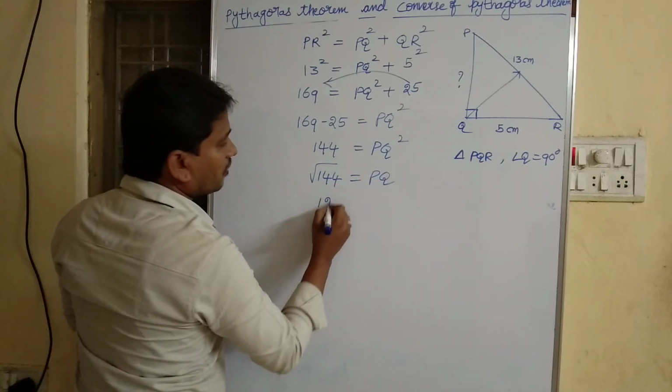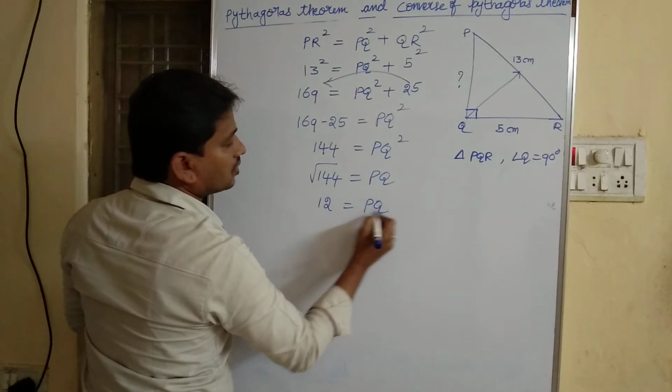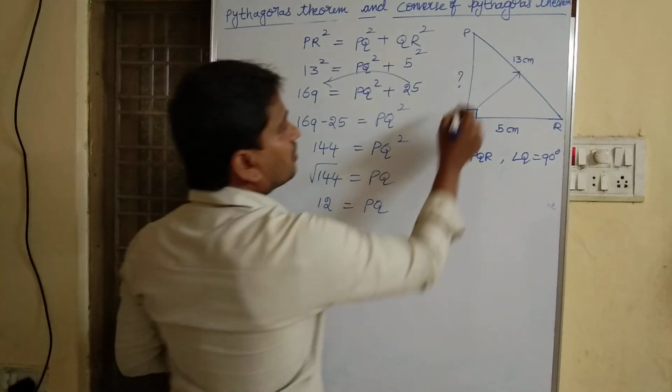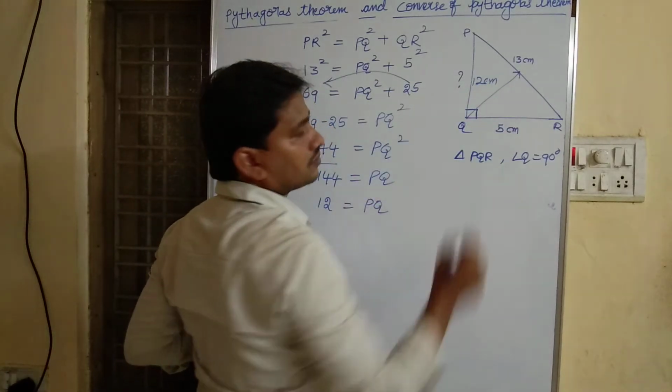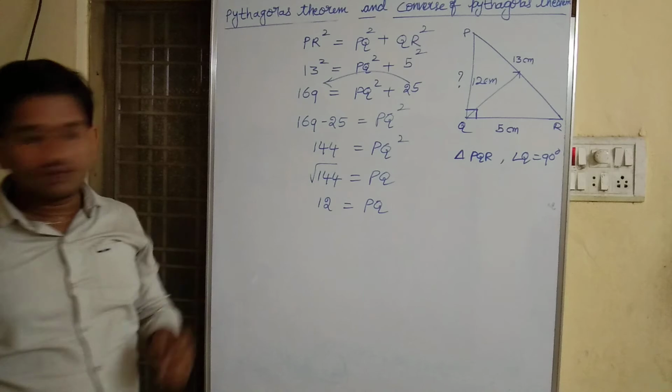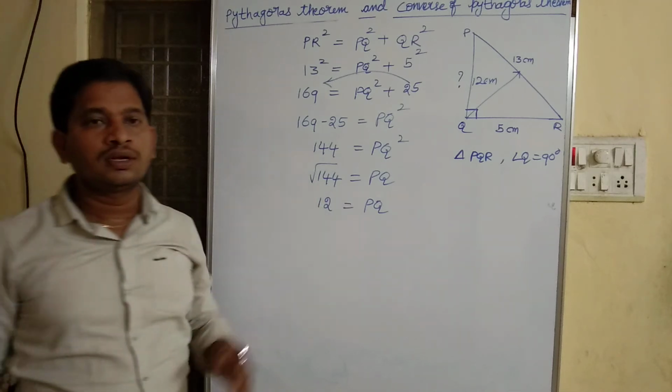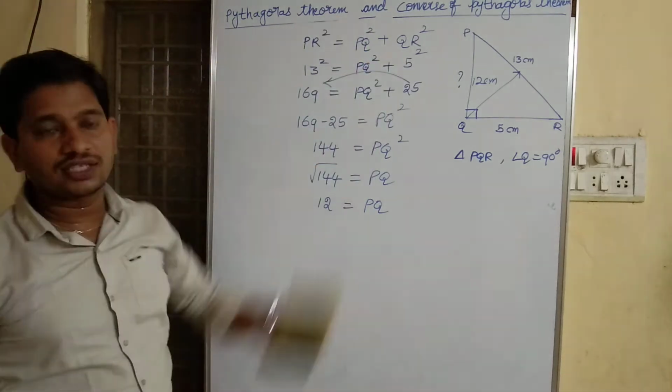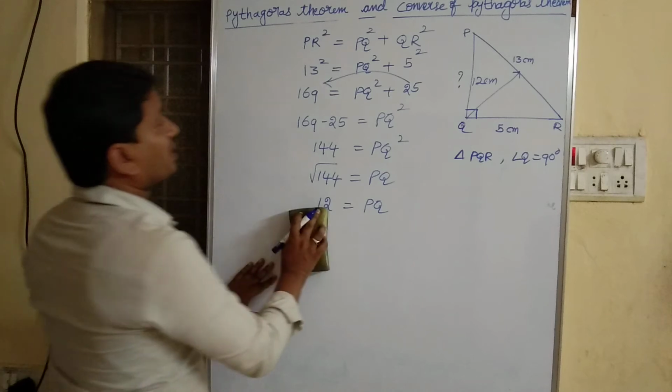So what is the square root of 144, children? That is 12. So the length of PQ is how many centimeters? 12 centimeters. In this way, we can find the length of the other sides also. So this is about the Pythagoras theorem.